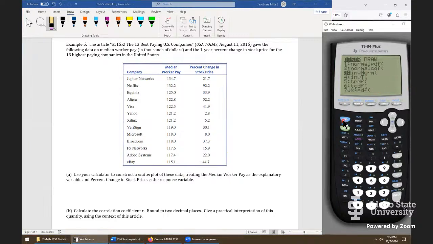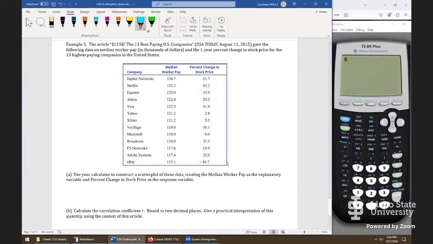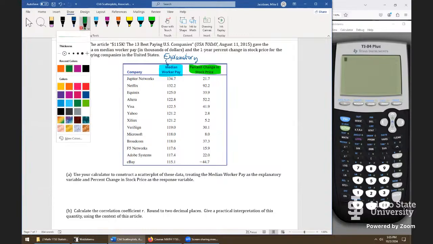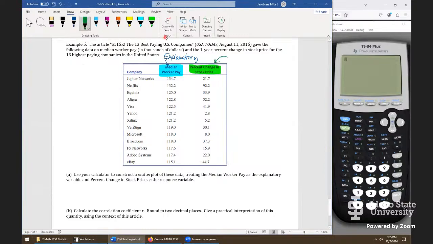So I'm on the wrong menu here. You can hit second, and then the quit button under mode to get out of there if you're just not in the right menu. Next thing you have to do is import these data. This right here is going to be our explanatory variable. We're hoping that the median worker pay explains how the percent change in stock price behaves. So this will be the response variable.